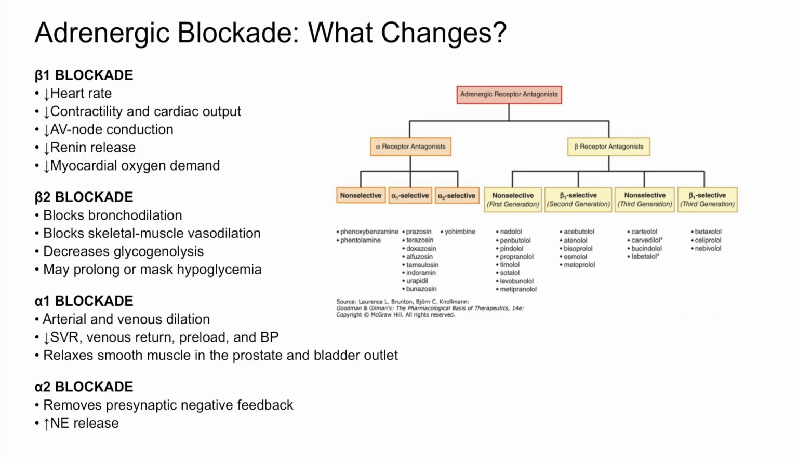Alpha-1 blockade relaxes both arterial and venous smooth muscle. Arterial dilation lowers systemic vascular resistance, while venous dilation reduces venous return and preload. These effects lower blood pressure, but can cause orthostatic hypotension. Relaxation of smooth muscle in the prostate and bladder outlet can also explain the use of selective alpha-1 blockers for urinary symptoms associated with benign prostatic hyperplasia. Alpha-2 blockade has the opposite effect of alpha-2 agonism, so it's going to remove that presynaptic negative feedback, allowing more norepinephrine to be released. All right, so keeping that in mind, let's cover some antiadrenergics.